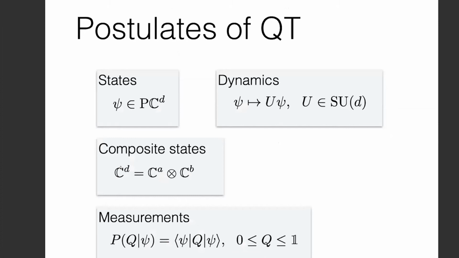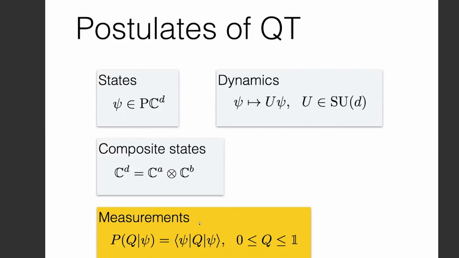Okay, so these are the postulates again. So now let's consider in general theories with alternative measurement postulates. So theories that satisfy the first three postulates, but they have a different measurement postulate. Well, the first problem is how we characterize mathematically an alternative measurement postulate.